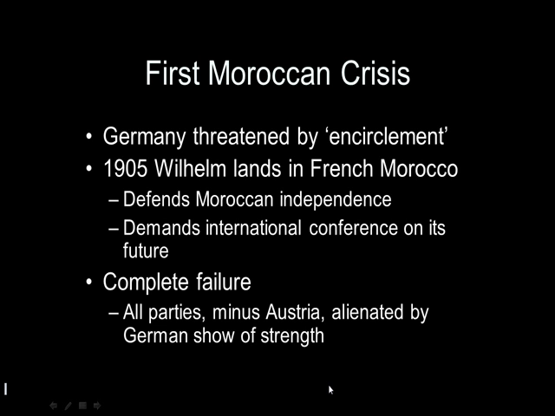So the international conference is called, and what happens? Germany is humiliated. Why? Because everybody goes to the conference and says, are you out of your mind? You're going to start a world war over Morocco that few people know where it is on a map, and even fewer care about its future. And you want to start a world war? So Germany is humiliated. France, Britain, Russia, and virtually everybody else are convinced that the Germans cannot be trusted.